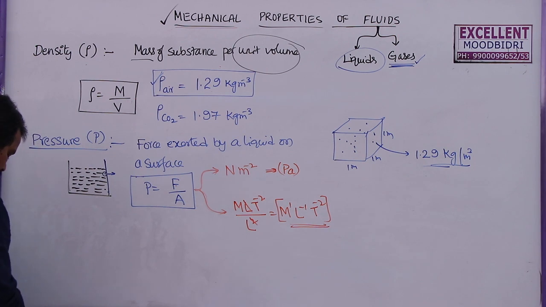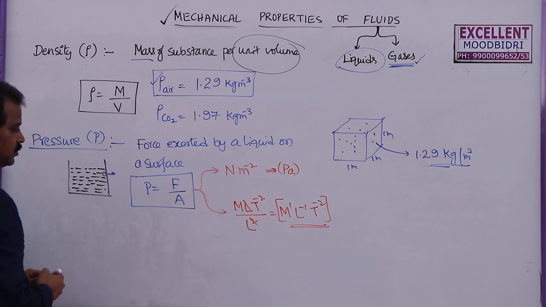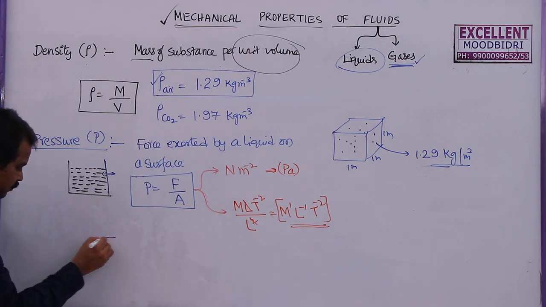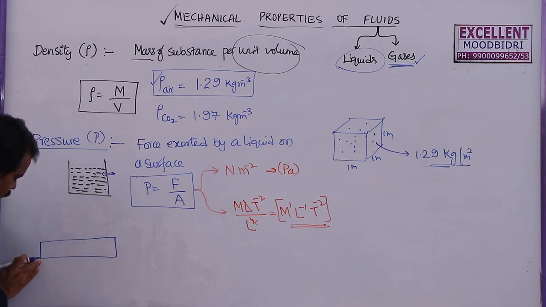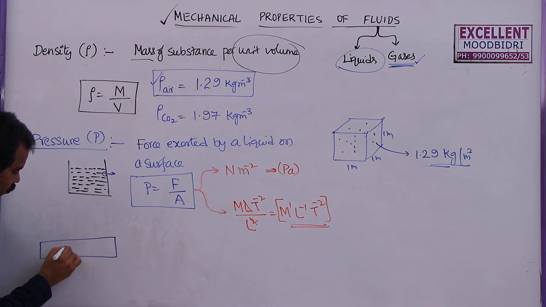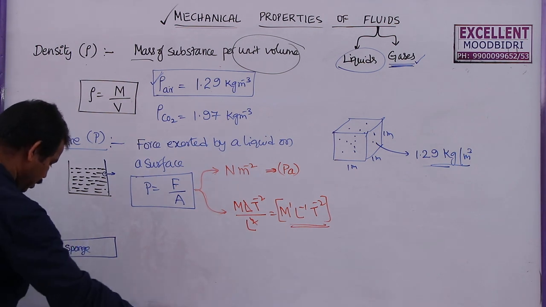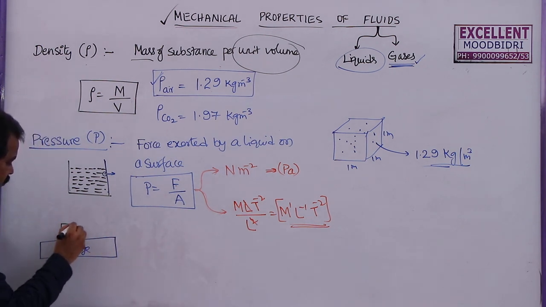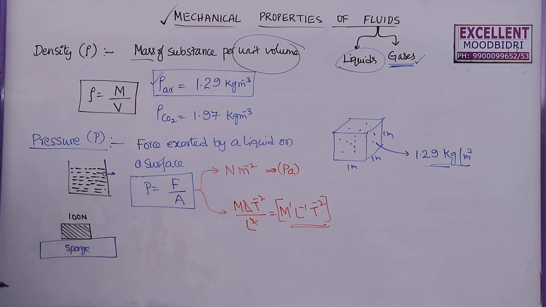Now, in what areas do we use this pressure daily? Just see this example. If you take one block here, a wooden block, or let me take one sponge here, and if you keep some weight on it, this is a block of 100 newtons. So whenever the weight is placed on a sponge, what happens?